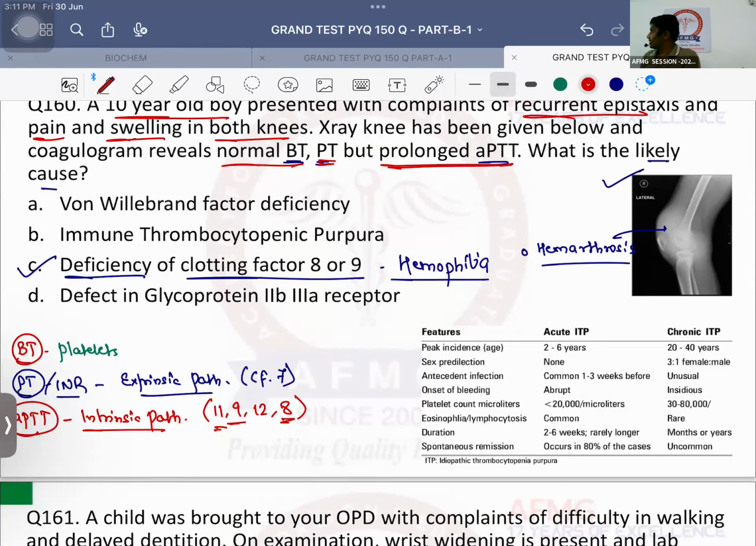Now, can anybody tell me which is the most common hereditary bleeding disorder? Meaning the one that runs in families. Most common hereditary bleeding disorder.